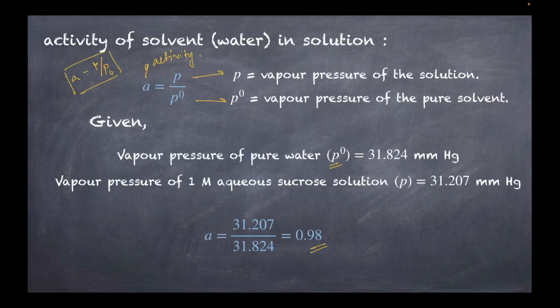Now we have to find the activity coefficient. So the expression is activity equal to some activity coefficient gamma times mole fraction of solvent in the solution x1. So here A is the activity, gamma is the activity coefficient, and x1 is the mole fraction of solvent, or in this case water, in the given solution. So we know the value of A, we have to find the value of gamma. So gamma is A divided by x1. So A is known, 0.98. Now we have to find the value of x1 to find the value of gamma.